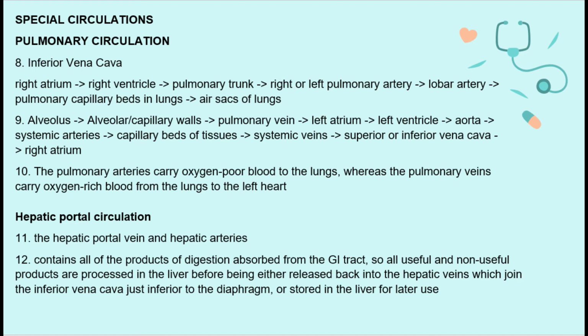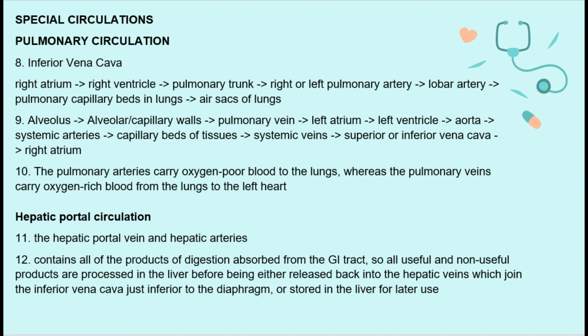Number 10. Most arteries of the adult body carry oxygen-rich blood, and the veins carry oxygen-depleted, carbon dioxide-rich blood. So how are the pulmonary arteries and veins different? The pulmonary arteries carry oxygen-poor blood to the lungs, whereas the pulmonary veins carry oxygen-rich blood from the lungs to the left heart.